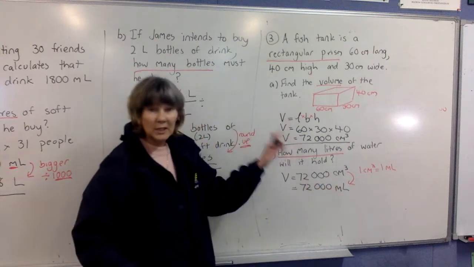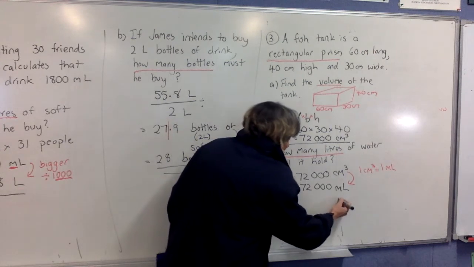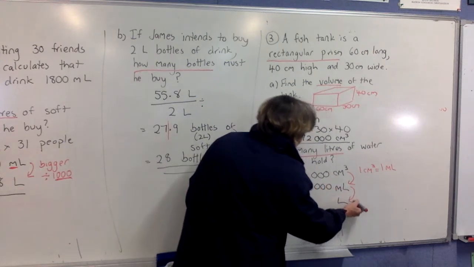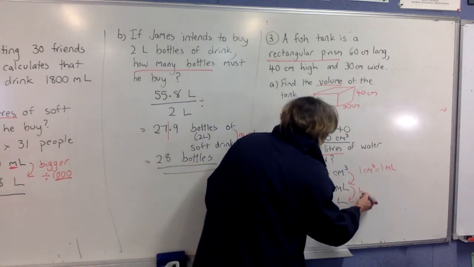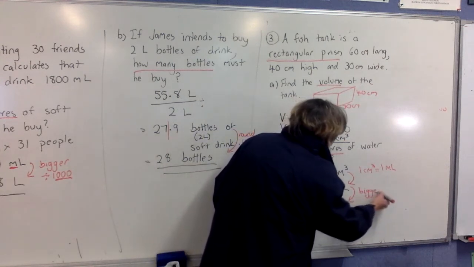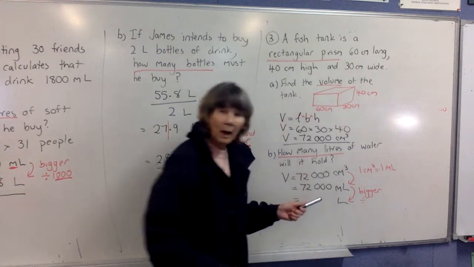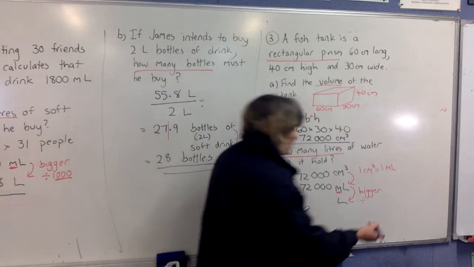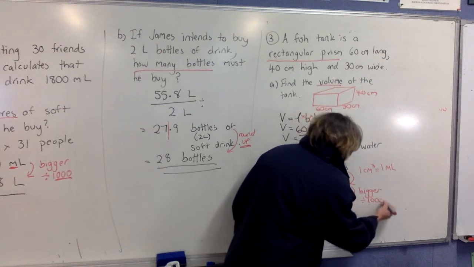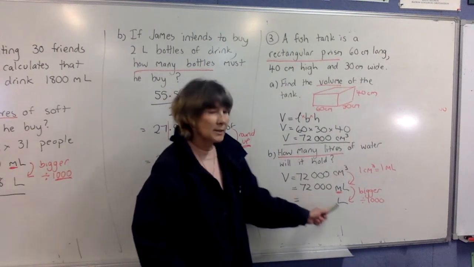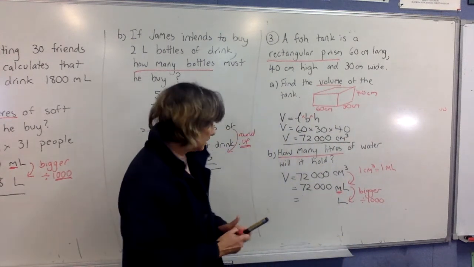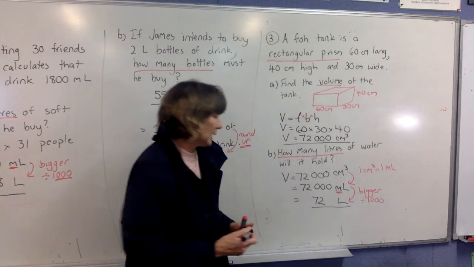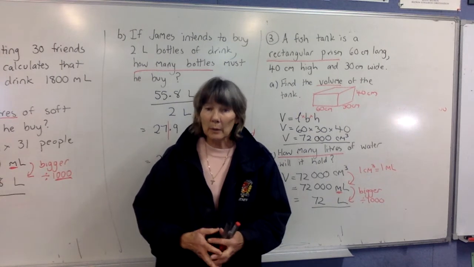Now the question wants litres, so we're going to go to litres now. We're going to convert from millilitres to litres. We're going to a bigger unit. So we're going to divide by, remember our prefix, little milli is 1,000. So we're going to do 72,000 divided by 1,000, and you're going to end up with a final answer of 72 litres.